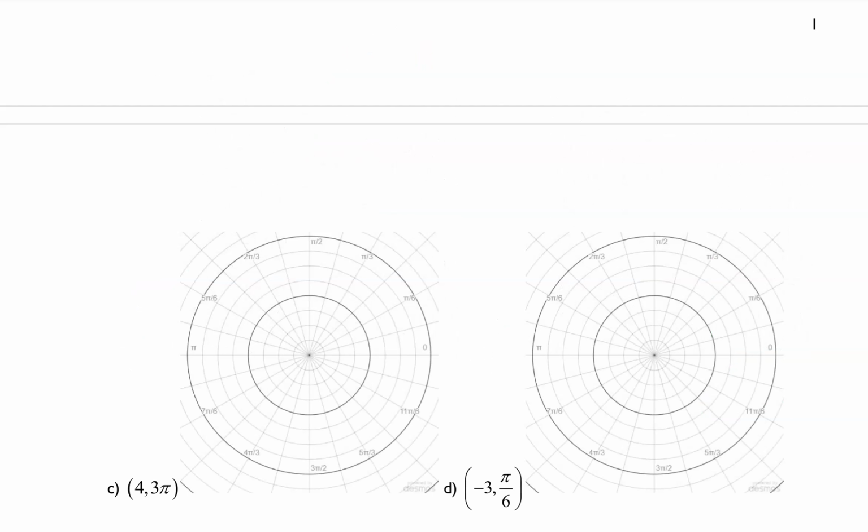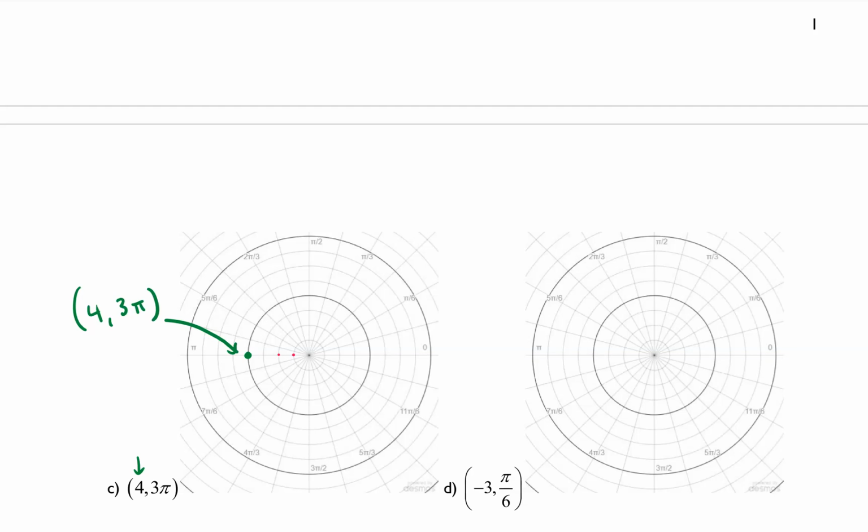Okay, so part C wants us to graph 4 comma 3 pi. So if I'm starting at the pole and I have my polar axis here, if I rotate here, that would be pi, and then 2 pi, and then 3 pi. So I'm going to go ahead and erase all of that. And basically we know that our ordered pair is going to fall somewhere along that line since our R value is positive. If it was negative, then it would fall somewhere on this line here, but R is positive. So we're going to go out 4 units. So let me switch colors. So here's 1, 2, 3, and then 4 is right there. And that is the ordered pair 4 comma 3 pi.